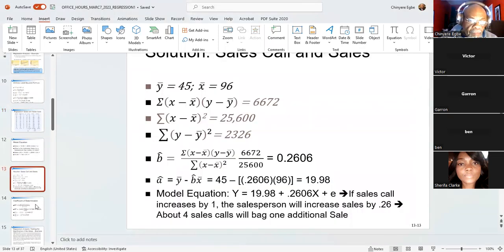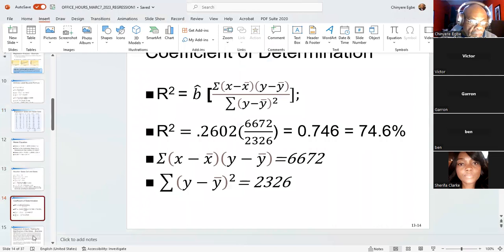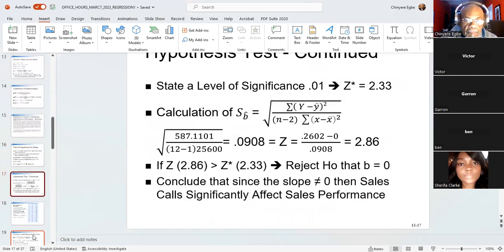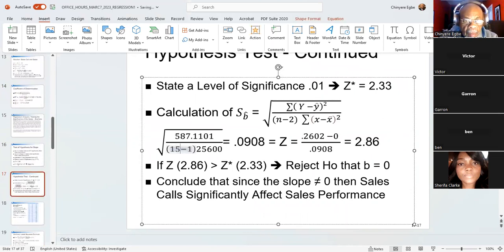So let's look at the formula. Okay, so this is 15 minus 1 times n minus 2, it should be n minus 2, not n minus 1, times the summation of x minus x bar squared. And what did we have? The summation of x minus x bar squared is 25,600.